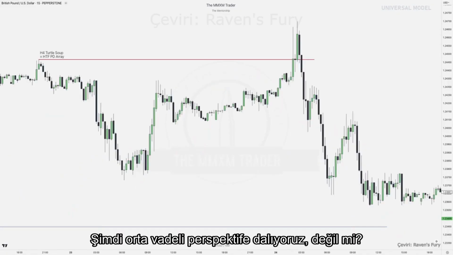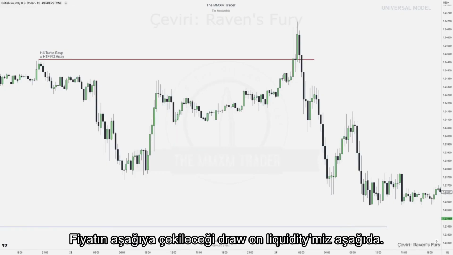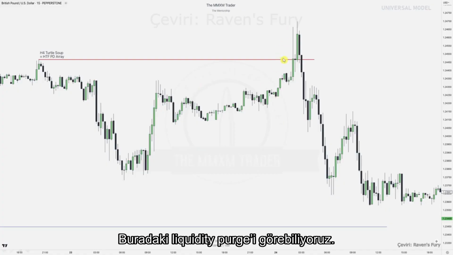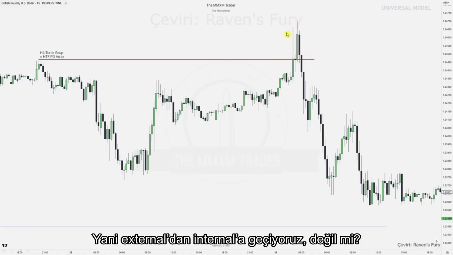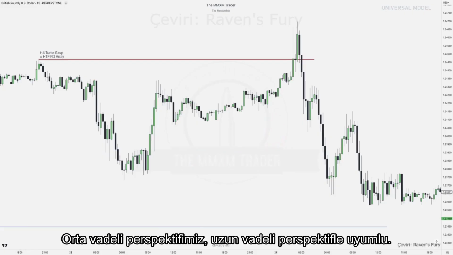So now we're diving into our intermediate term perspective, right? And with our intermediate term perspective, we want to be in line with our long term perspective, which is a draw lower, right? Our draw on liquidity is lower. So we can see this liquidity purge up here. So we're going from external back to internal, right? We wait for a market structure shift. So our intermediate term perspective is in line with our long term perspective.